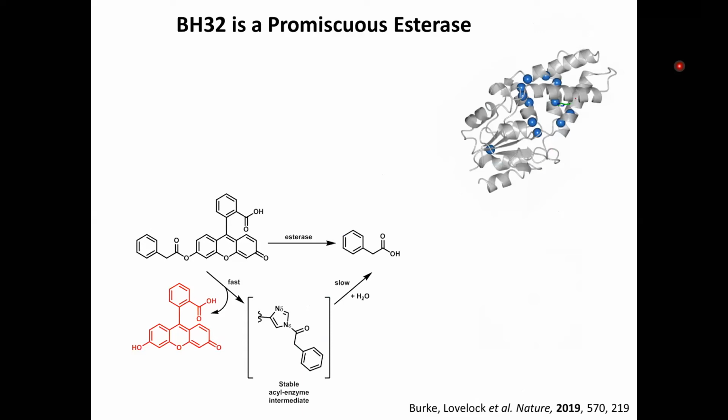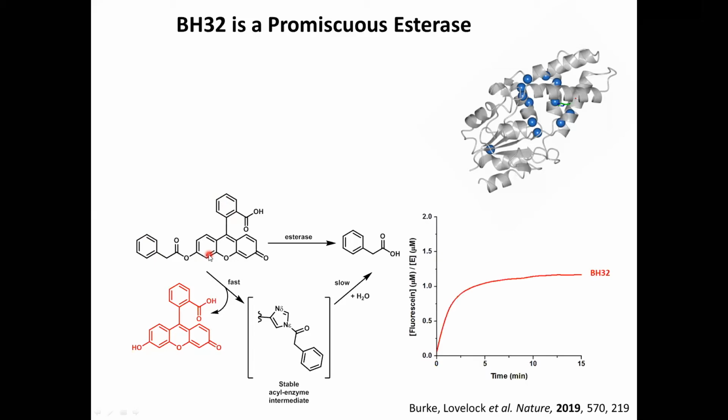So as a starting point, what we initially found was that BH32, which was the original computational design for the Morita-Baylis-Hillman reaction, remember this uses a histidine nucleophile, we found at the outset of the project that this was a promiscuous esterase. And so if we incubate the enzyme with these sort of aromatic esters, what we find, if you look at the reaction profile, is that you get this classic burst phase kinetics. Okay, so I'll just explain that in more detail.